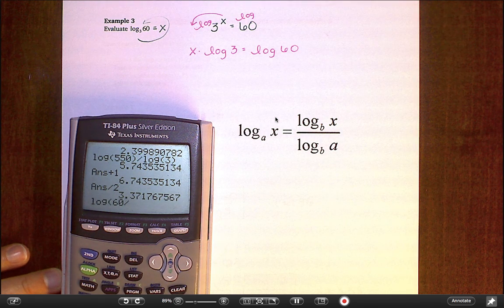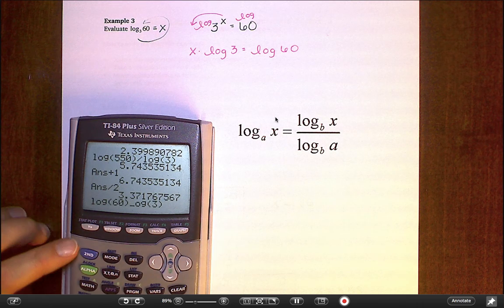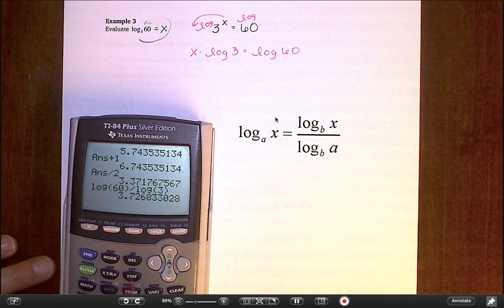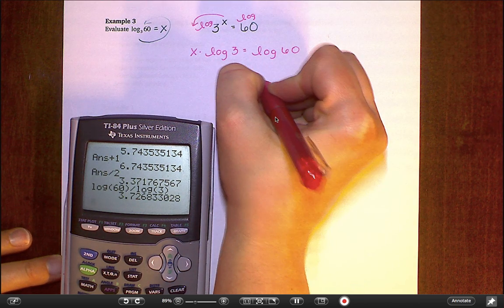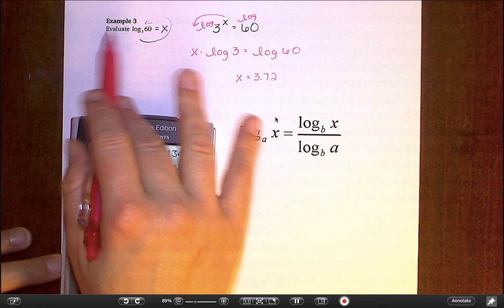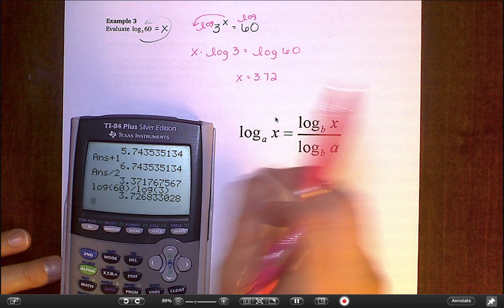Whoopsie, I almost made that mistake. Divided by log 3. And we end up with 3.72. So that means log base 3 of 60 is 3.72.